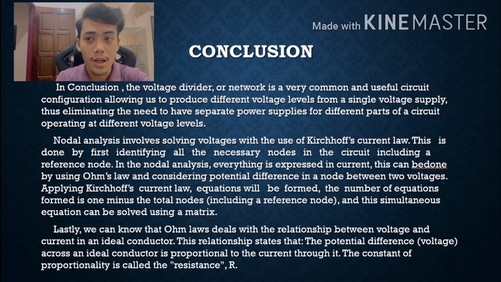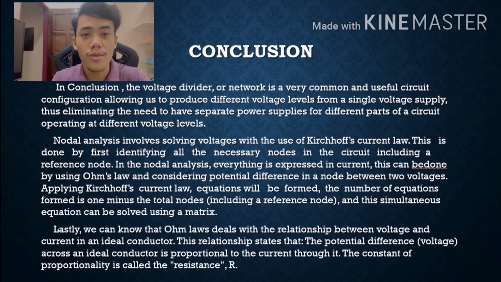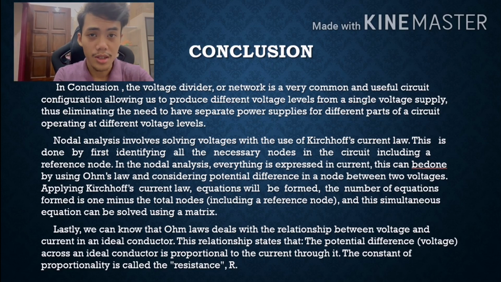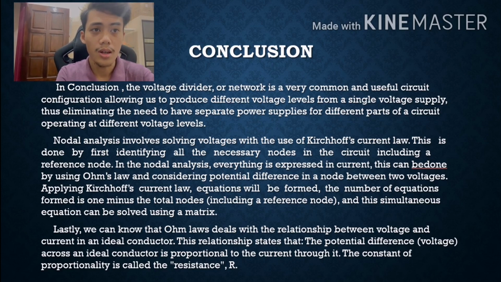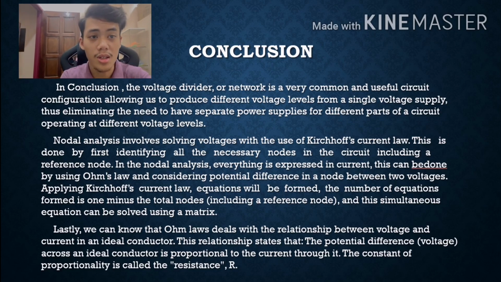Okay, so lastly, we know that Ohm's law deals with the relationship between voltage and current in an ideal conductor. This relationship states that the potential difference across an ideal conductor is proportional to the current through it. The constant of proportionality is called the resistance R.